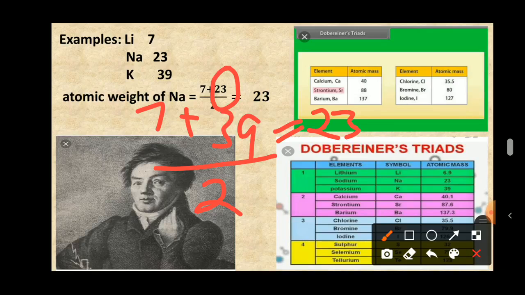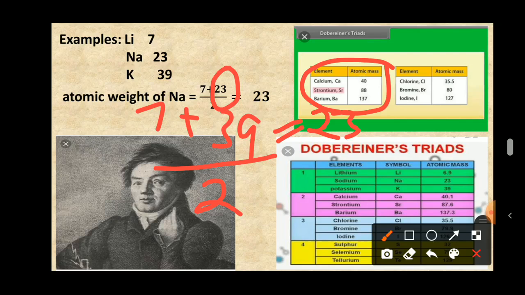Now you can see another set of three elements: calcium, strontium and barium. If you want to calculate the atomic weight of strontium, take the arithmetical mean of calcium and barium, that is 40 plus 137 divided by 2, and you will get 88. Either it is exactly 88 or you will get a value nearest to 88.